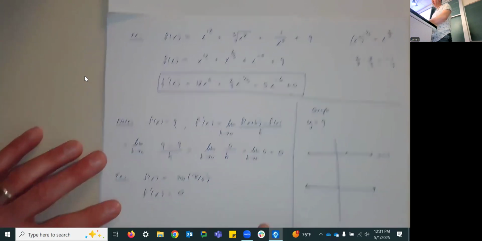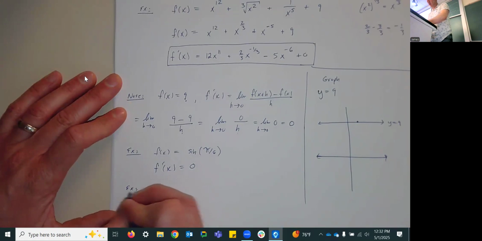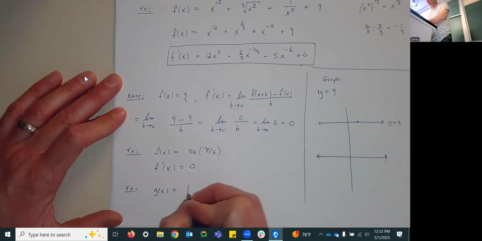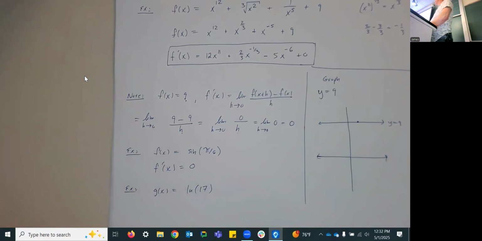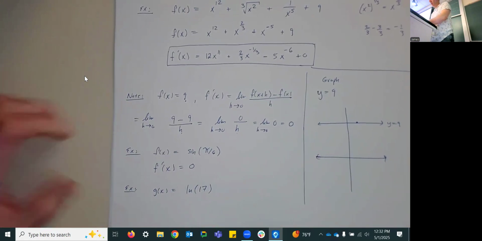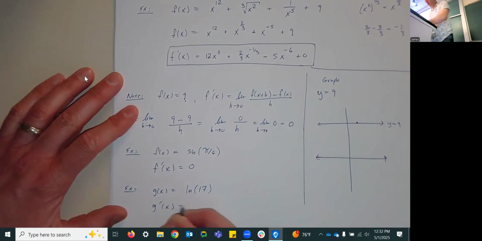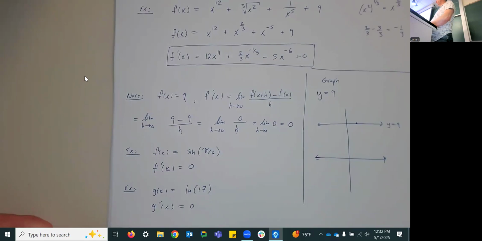If it's sine of something, or if someone wrote something like, say, g of x was equal to the natural log of 17, I don't see any x's, so my derivative has to be 0 because my function was constant, even if it's funky looking.